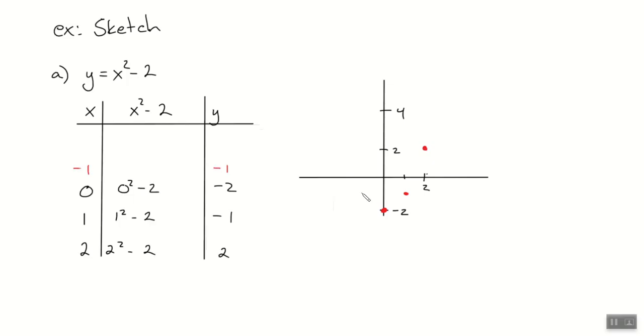So here, I just used symmetry. And then if I go 2 away from the vertex, I'm going to get the same y value 2 away, whether it's left or right. So I get negative 2, 2. And now I can get this lovely parabola.